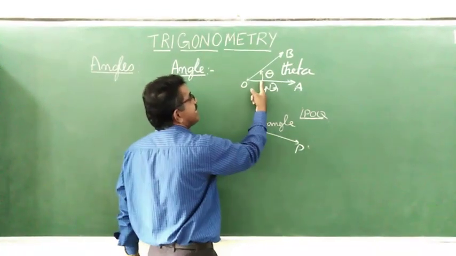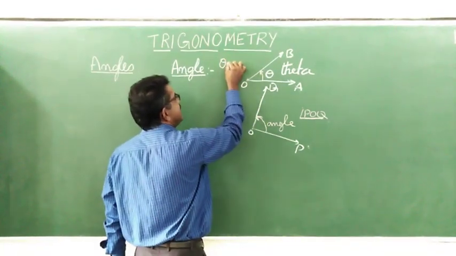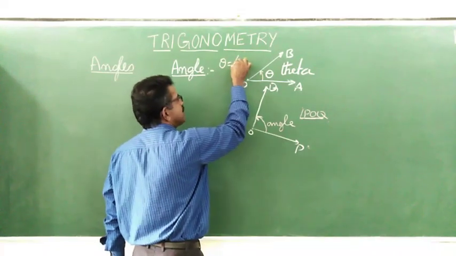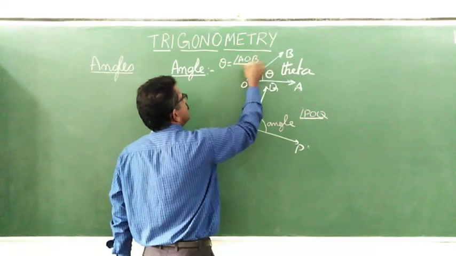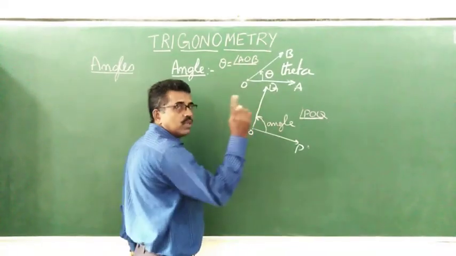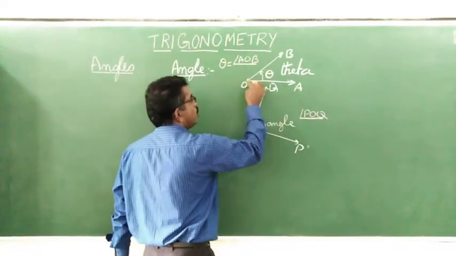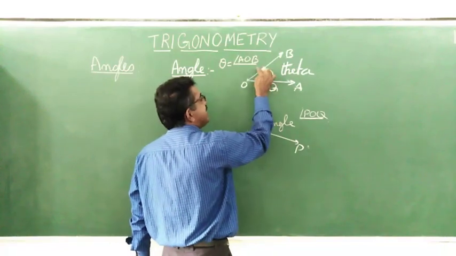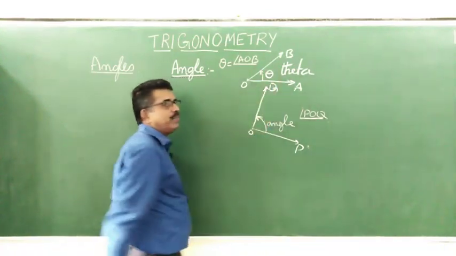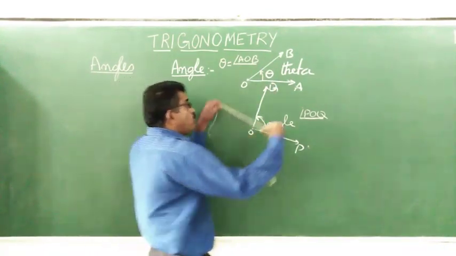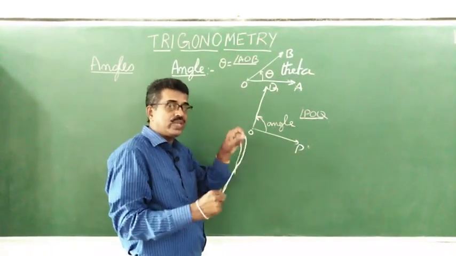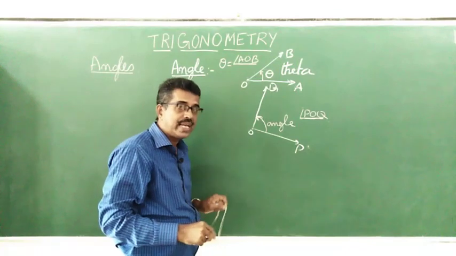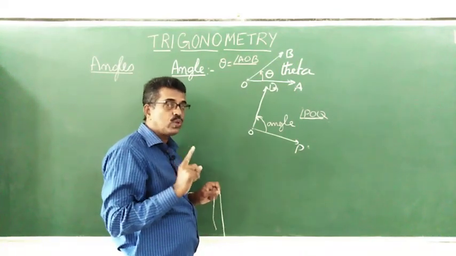So here this angle theta can also be represented like this: the angle AOB. You are familiar with that, no? Angle AOB is the angle at the intersection of OA and OB. That means from OA to OB, how much I have rotated. That is known as angle, the amount of rotation.